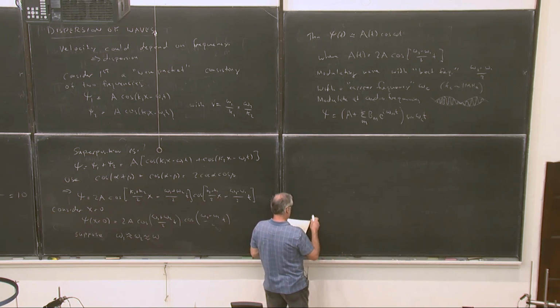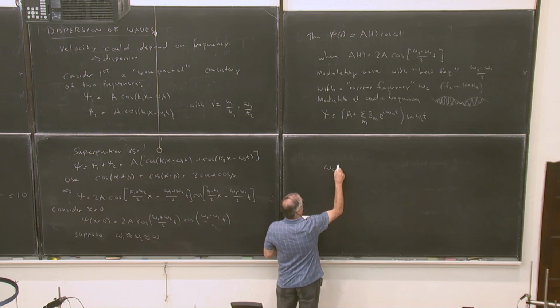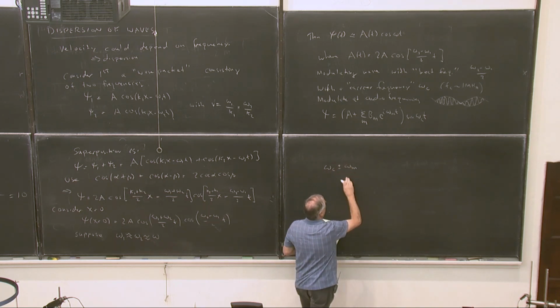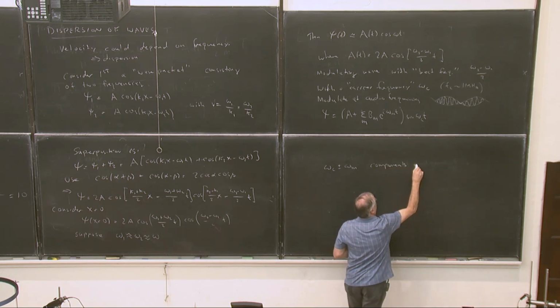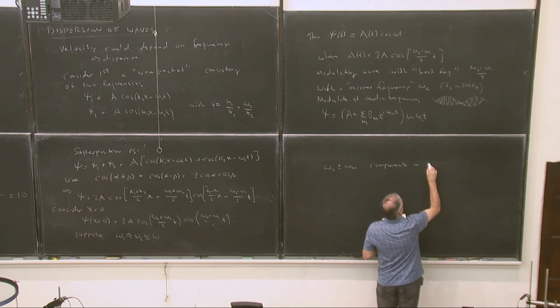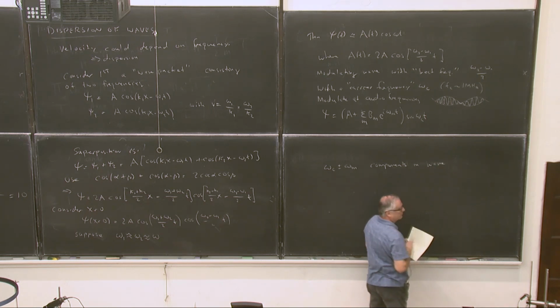So we get omega c plus or minus omega m components in our radio wave.